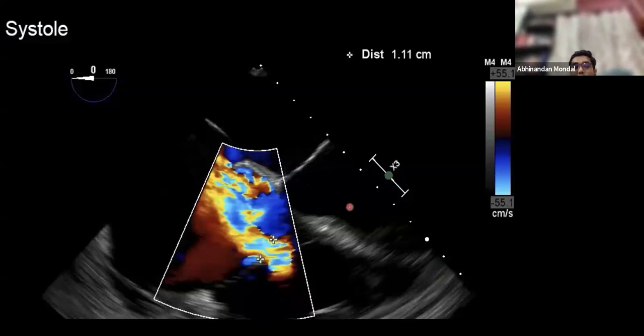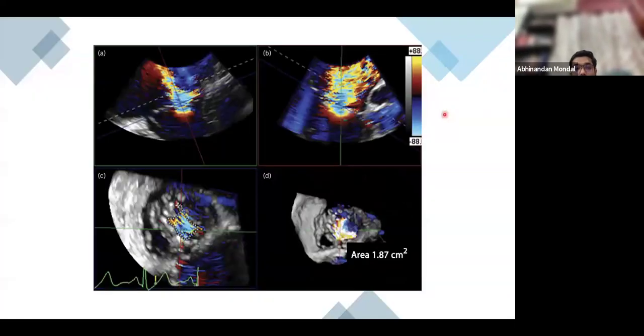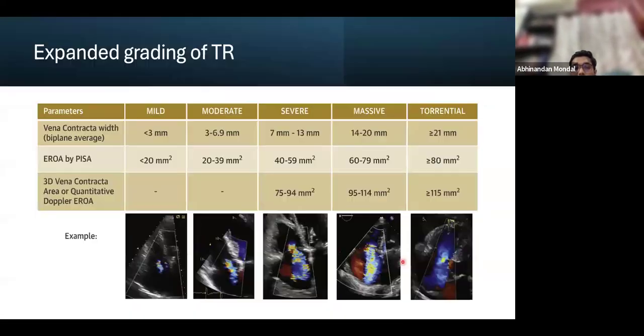So this is how you can measure the tricuspid valve TR vena contracta. The vena contracta you can see over here is 11.1 millimeter. This is your 3D vena contracta area. The area is 1.87 centimeter square. So this is your 3D vena contracta area.